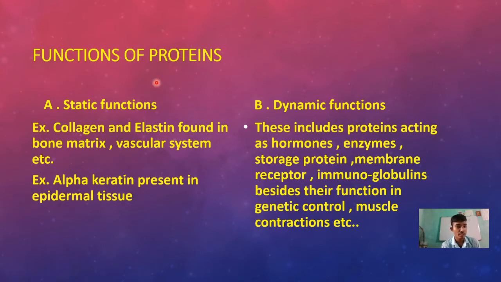There are many different types of functions or specialized functions present in the protein. So I have just broadly categorized them into two parts. One is static function and the other is dynamic function. Static function includes collagen and elastin that are found in bone matrix, vascular system, etc. And there is alpha keratin that is present in epidermal tissue.